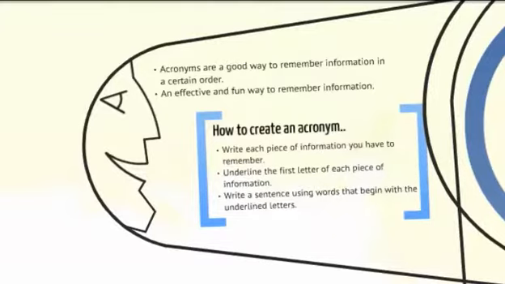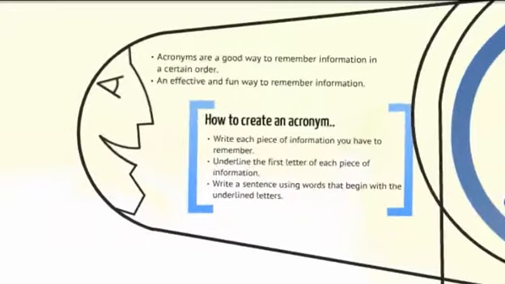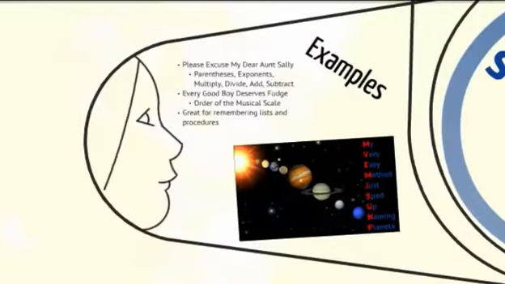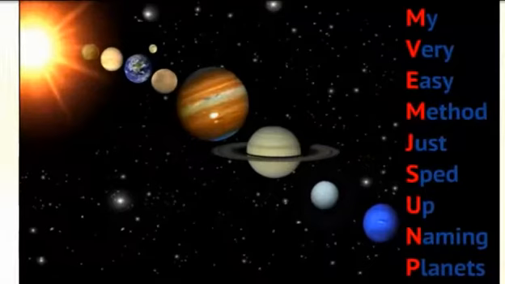To make an acronym, take the first letter of each word in a list, and then write a sentence using words that begin with the underlined letter. Here are some examples. Some common acronyms include Please Excuse My Dear Aunt Sally, to describe the order of operations in mathematical computations, or Every Good Boy Deserves Fudge, to describe the order of the music scale. Here is another example to help remember the names of planets.